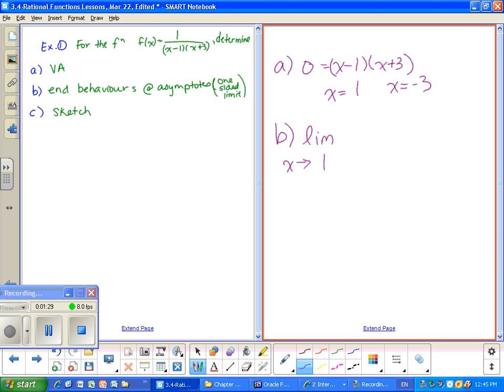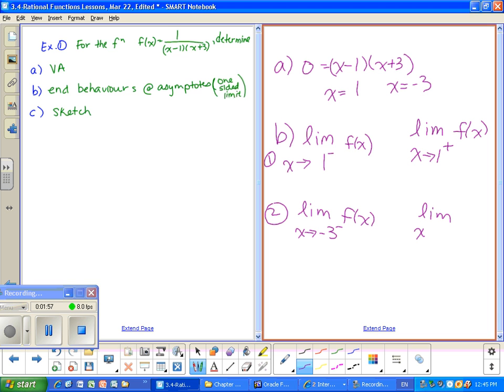One. If we're going to do a one-sided limit, we're going to do the limit as x goes to 1 from the left of f of x. And we also want to look at the asymptote from the right, the limit as x goes to 1 from the right of f of x, and see where that goes. That's the first asymptote. Then we'd have to do it again because we want to know the limit as x goes to negative 3 from the left of our f of x function and the limit as x goes to negative 3 from the right of our f of x function.